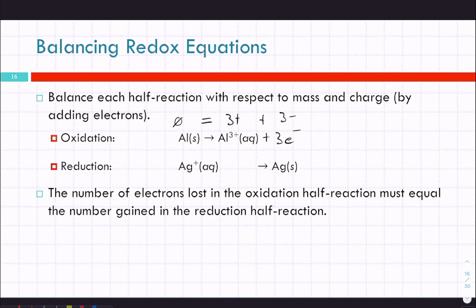For our reduction reaction, we do the same thing, except now we have 0 charge over here, 1 plus. So we add in just 1 electron, which is a 1 minus. So that 1 plus 1 minus equals 0.